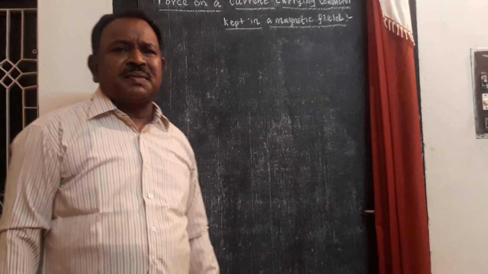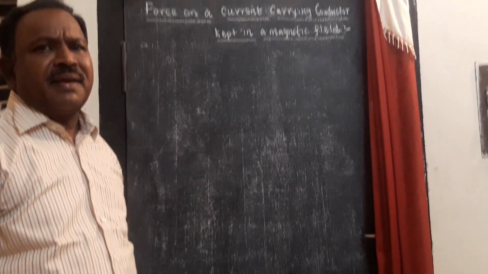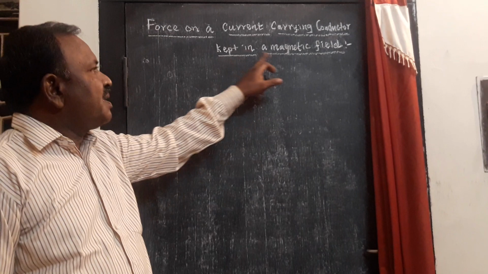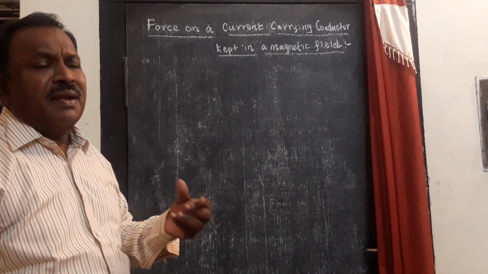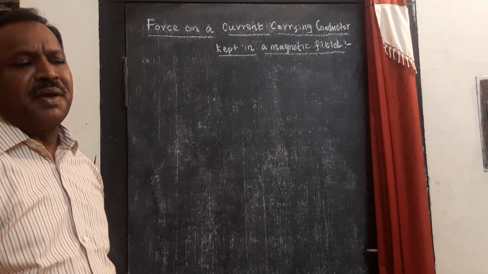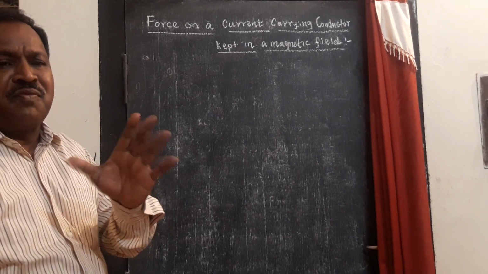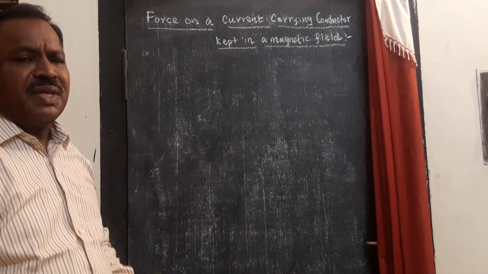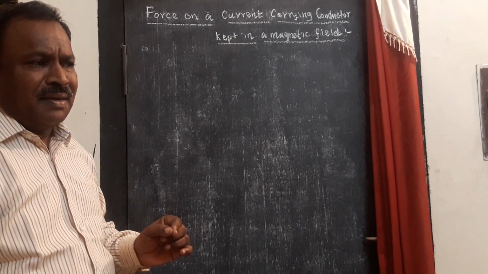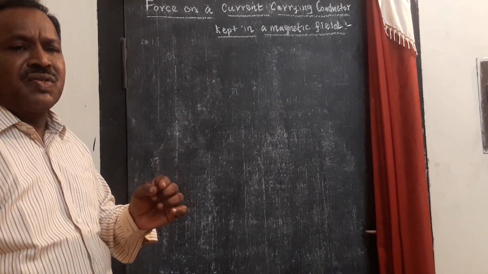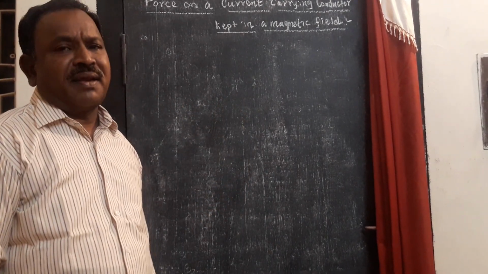Good morning, students. Today we are going to see force on a current carrying conductor kept in a magnetic field. When a current carrying conductor is kept in a magnetic field, that conductor will experience a force. When we say a current carrying conductor, in that conductor the charge carriers are moving. Charges are moving from one end of the conductor to the other end.